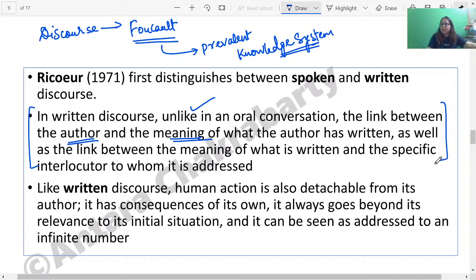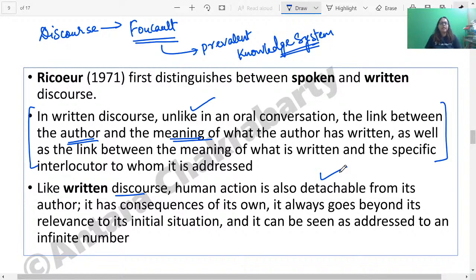जब author लिख रहे होते हैं, he is not just writing his words, but he is also keeping in mind the understanding of the other people, कि बाकी लोग कैसे interpret करेंगे. Okay? However, in written discourse, we also see कि the human action is detachable from its author. काफी time author ऐसे सारी चीजें लिख रहे होते हैं जिसके बारे में वो खुद नहीं feel करते हैं.